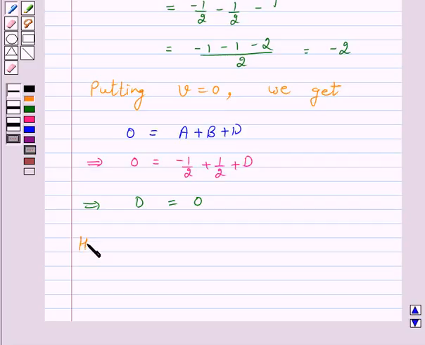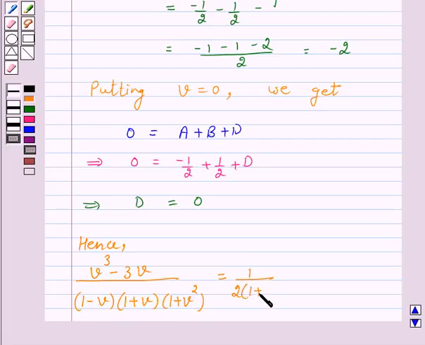Hence, (v cube minus 3v) over (1 minus v) into (1 plus v) into (1 plus v square) is equal to v over 1 plus v, that is 1 over 2 into (1 plus v), plus a over 1 minus v, that is minus 1 over 2 into (1 minus v), plus (cv plus d) over 1 plus v square, that is minus 2v over 1 plus v square.